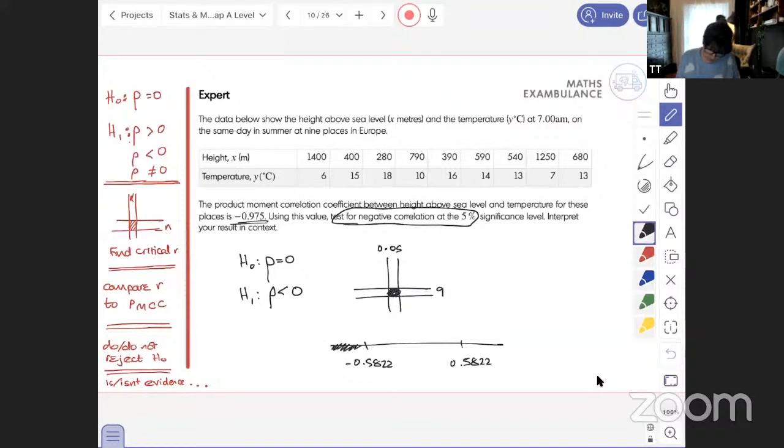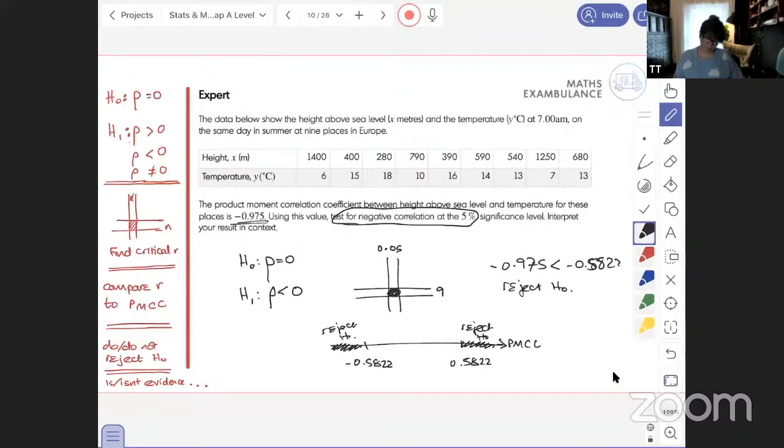Anything in here or in here as the PMCC for the data, we're going to reject H0. So in this case, we would say minus 0.975 is less than minus 0.5822. So it's extreme, it's on the outsides, it's like having a tiny, tiny bit of area. So we would reject H0. So there is evidence for linear correlation.